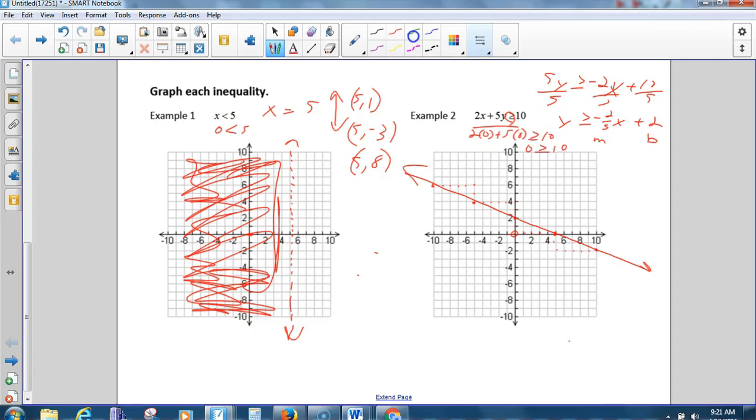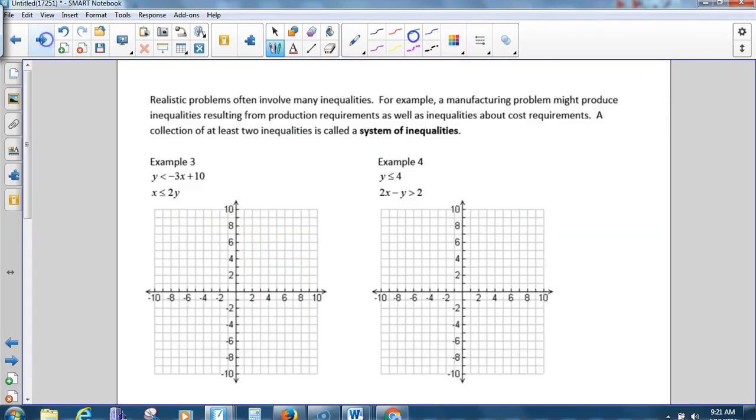Well, that comes out to be 0 is greater than or equal to 10. That is a lie. 0 is not greater than or equal to 10. Therefore, if 0, 0 is false, everything below the line here is false. Therefore, we're shading this region. That's our answer. Moving on.